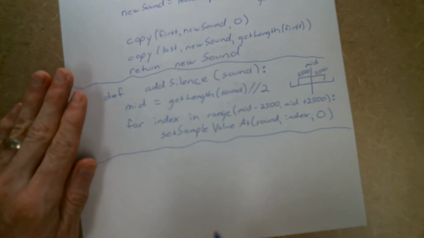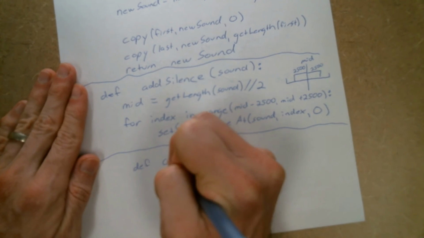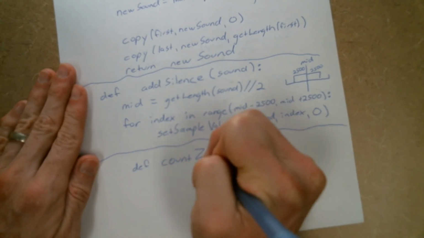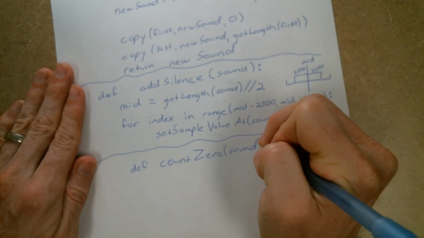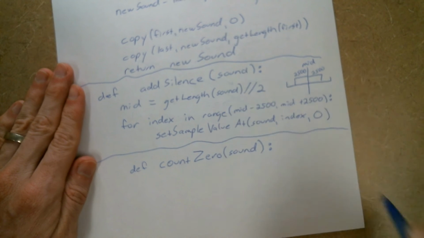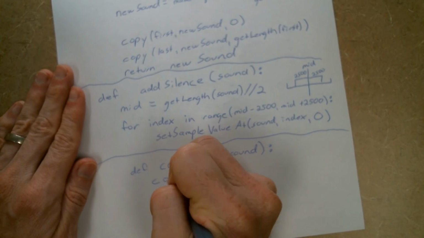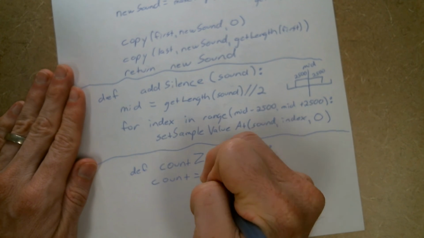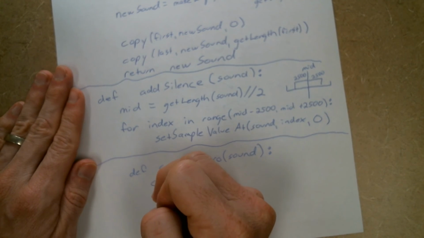And then let me just write kind of the full version on the back here. So def count 0, it takes in a sound, and then we're adding that colon that was missing before. We're going to create our variable that we're using to keep track, and we're going to set it to 0.